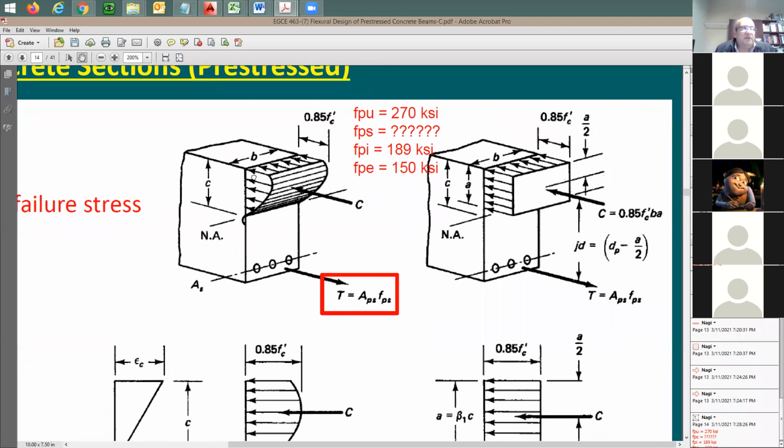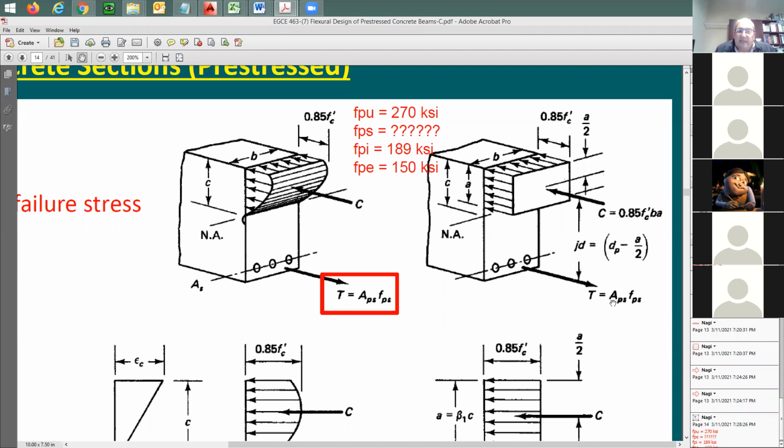This stress distribution is kind of hard to work with. So it seems to me now I should be able to use the Whitney block. Here's the compression block. The compression force is going to be equal to 0.85 f prime c times b, the width, times a. It's going to be the integration of the stress over this area. And the tension in the strands is going to be equal to APS times FPS. Now, I guess you should be able to solve for a, because in this equation here, FPS, you can come up with some value. Later on, we're going to determine a value. Code is going to say, here's the value for FPS.